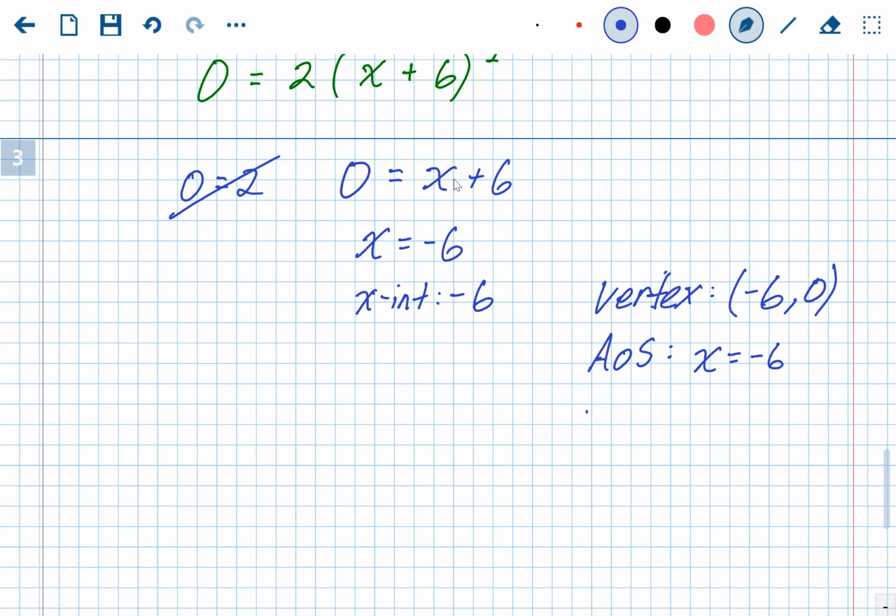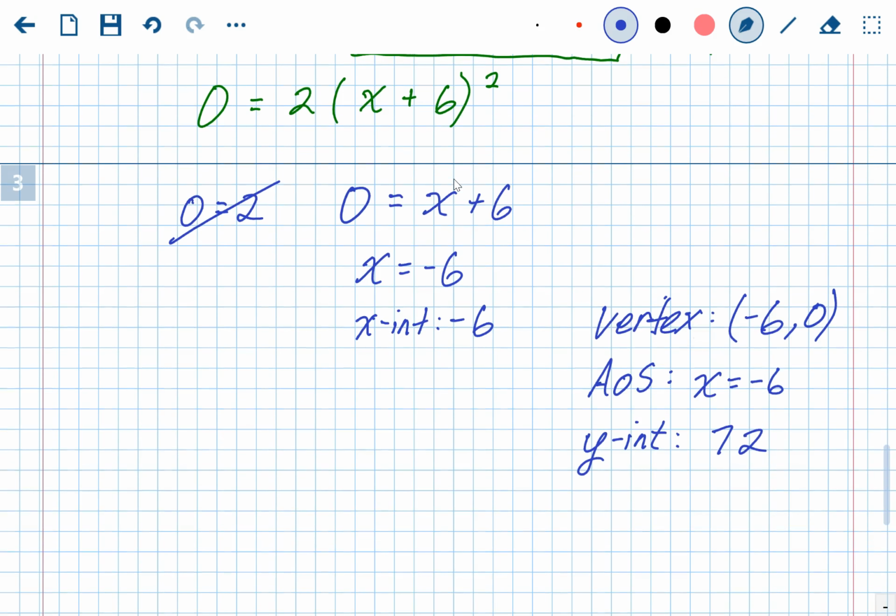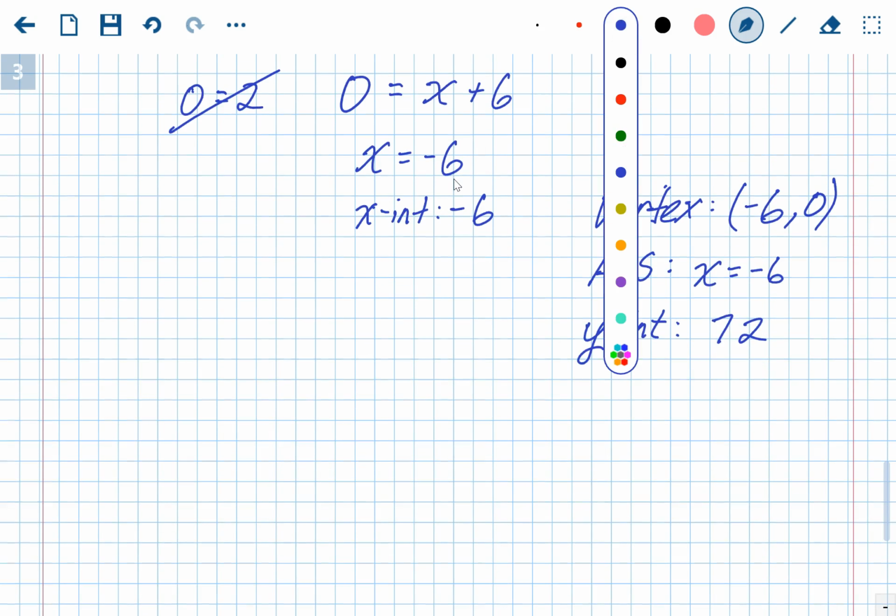And just for fun, what's the y-intercept? The y-intercept's the c value. The y-intercept's 72. Okay. So just by finding the x-intercepts, we were able to find all this other information as well. All right, and we'll do one more.